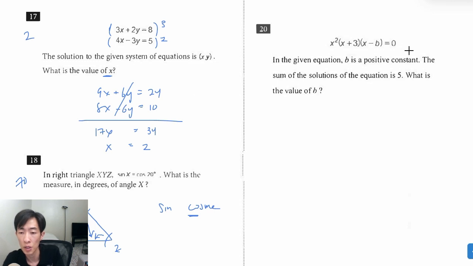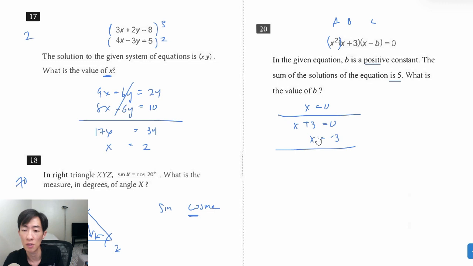Question 20, in the given equation, b is a positive constant. The sum of the solutions is 5. What is the value of b? So notice we've got 3 factors multiplied out together, a times b times c. And when you multiply them out, the product is equal to 0. So that means either a is equal to 0, b is equal to 0, or c is equal to 0, and that'll make this true. So just eyeballing this, in case of a, if x is equal to 0, that's one solution. In the case of b, if x plus 3 is equal to 0, that tells you that when x is negative 3, that's a solution.